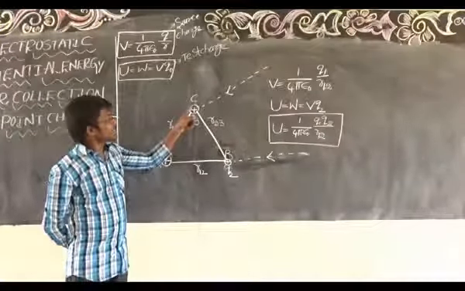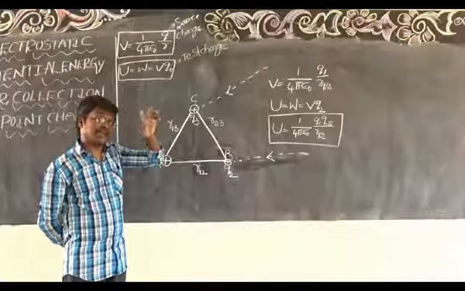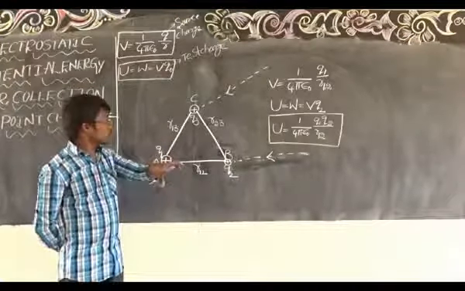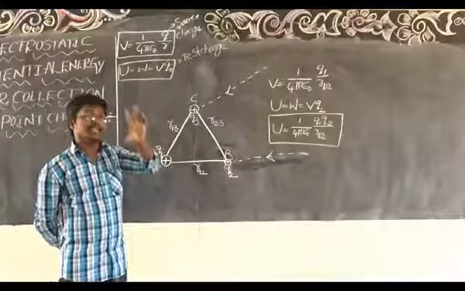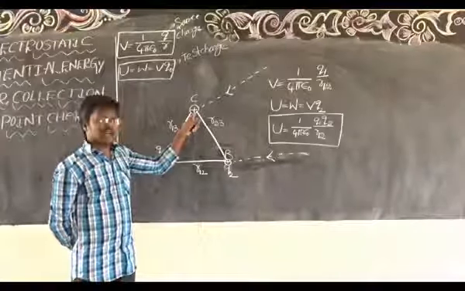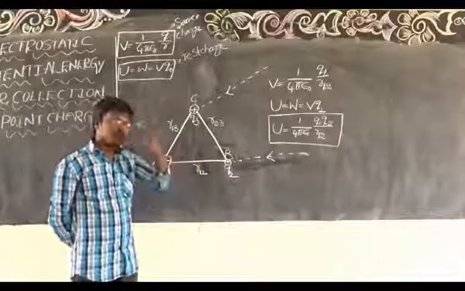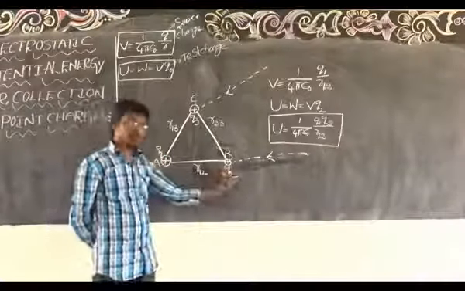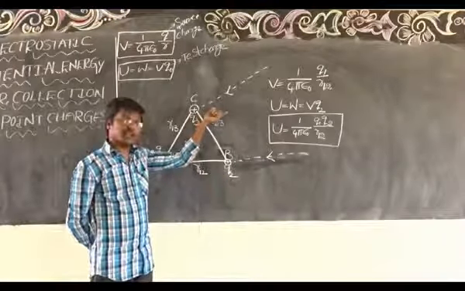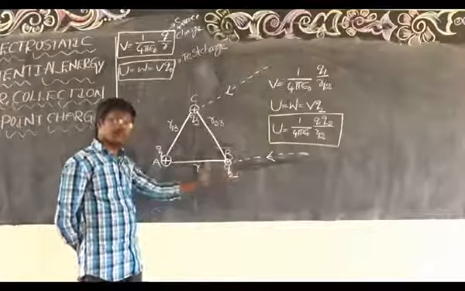Now at this point C, you have to find electrostatic potential and electrostatic potential energy. Now the electrostatic potential at the point, this is a test charge. Here how many source charges are there? Two source charges are there, Q1 and Q2. So you have to find the electrostatic potential and electrostatic potential energy at the point C due to two charges.